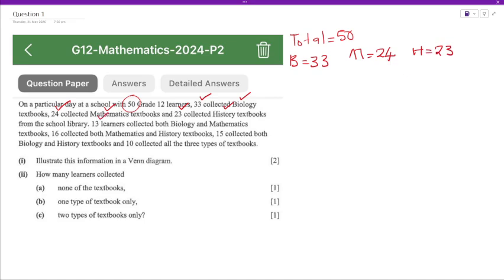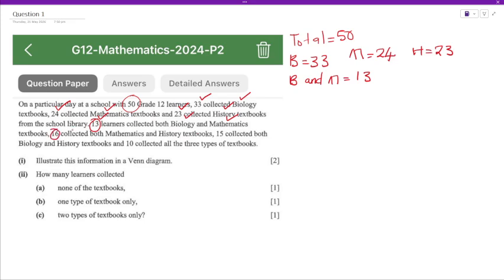13 learners collected both biology and math. So again, biology and math, the value is 13. This is the same as biology intersecting with mathematics. We proceed. So we've captured biology and math.